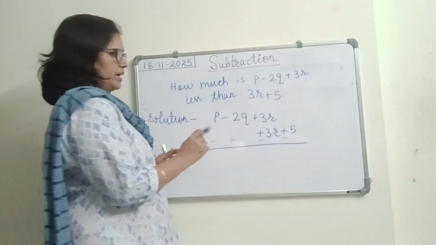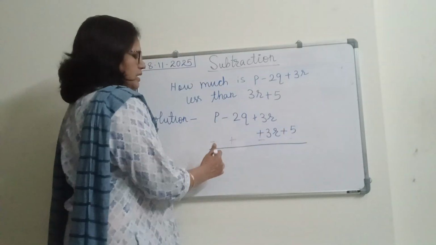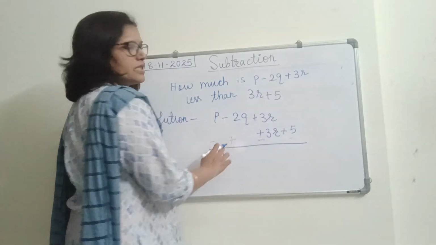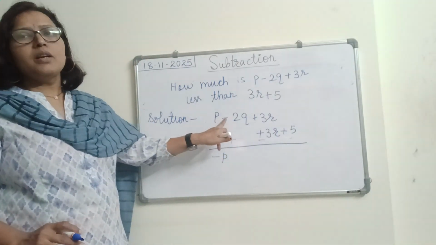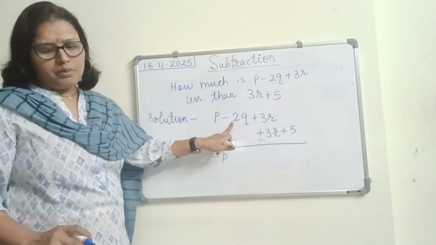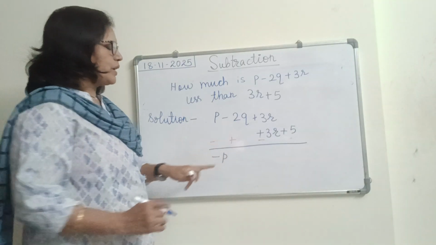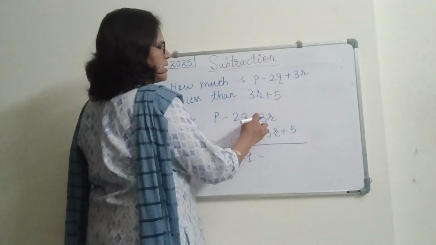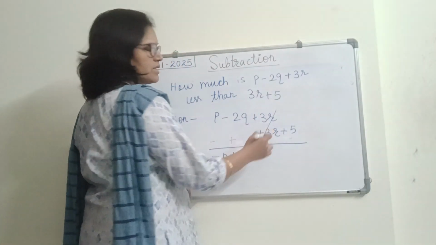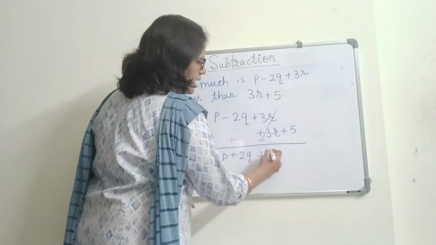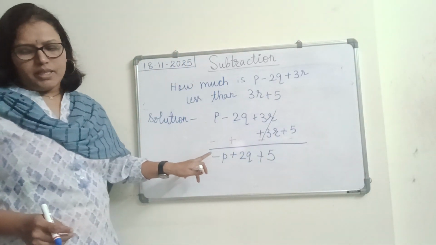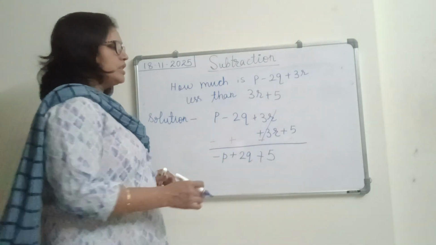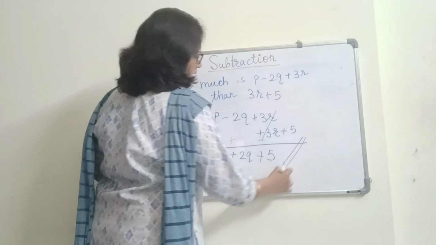So now we move ahead. See, minus p as it is. This is minus, this is a plus. What is the bigger number here? 2q. Here nothing is there, that means it will come as it is. So we are writing here plus 2q, minus 3r plus 3r will cancel here, and plus 5 as it is. So your answer is minus p plus 2q plus 5. So in this way we are getting the answer here.